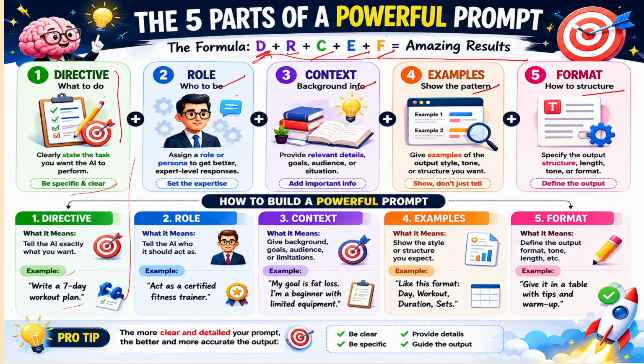The second component is role. Role is to assign an expert or a persona. In addition to the directive, if a prompt requires a role, that would be all the better. We would get a better result, as we would set the expertise according to the role. Here the role is to tell the AI whom it should act as. For example, act as a certified fitness trainer.